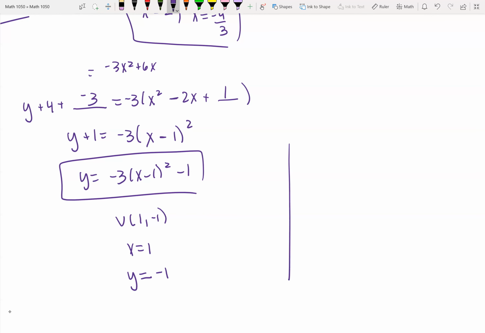Now let's graph it. I know it's strange, but on these you can just do it all at once. So this is going to be right 1, down 1. That's my vertex. I know it opens down with a stretch of 3. So it's going to be like this. Left 1, down 3. Right 1, down 3. Looks like that. Okay? All right, number 18. Find the domain.